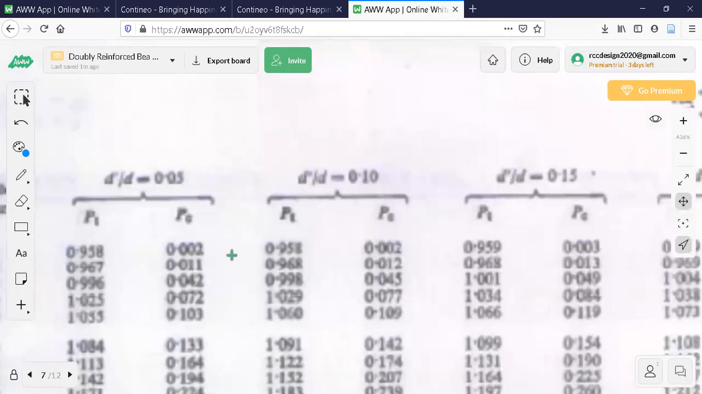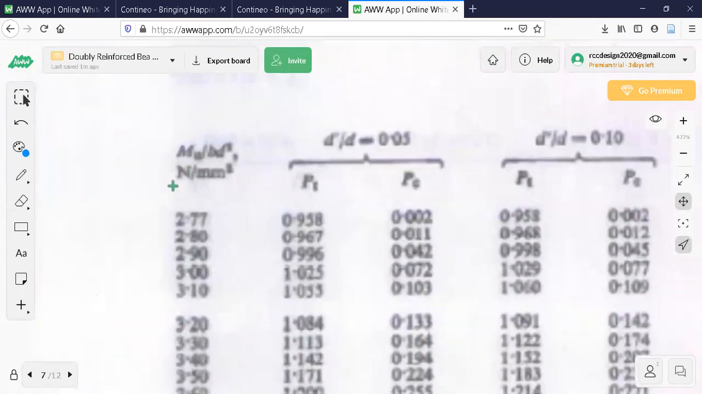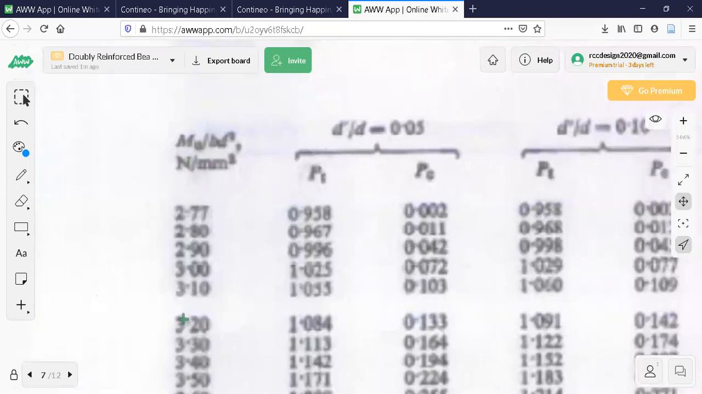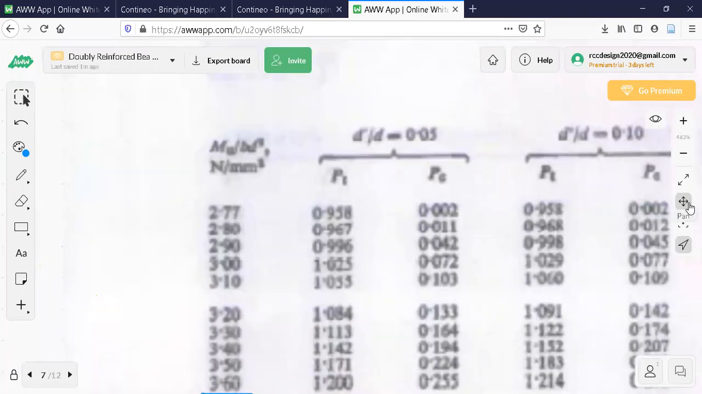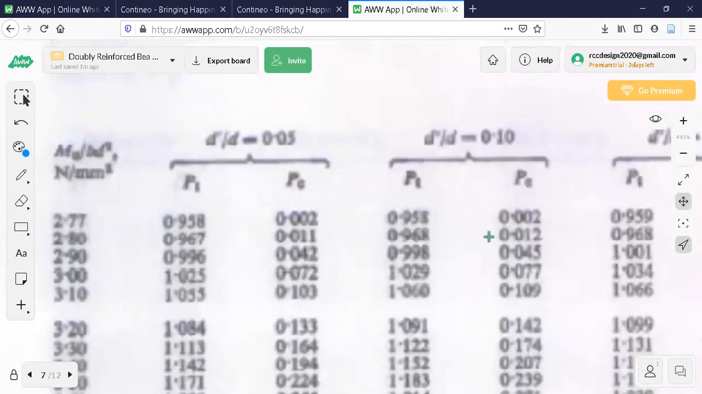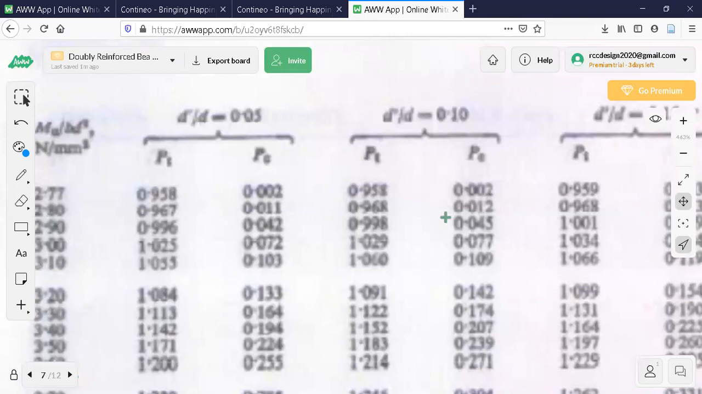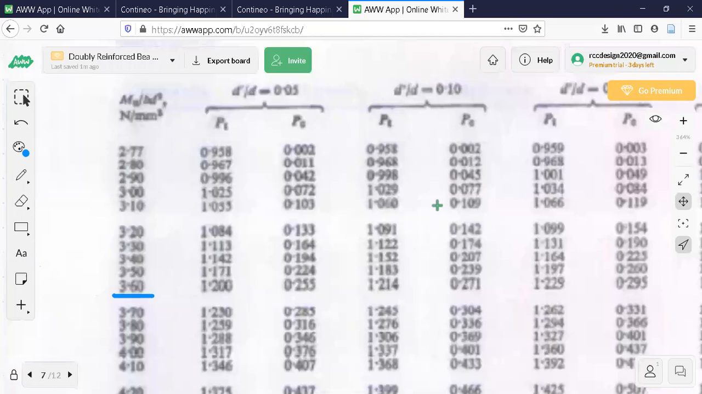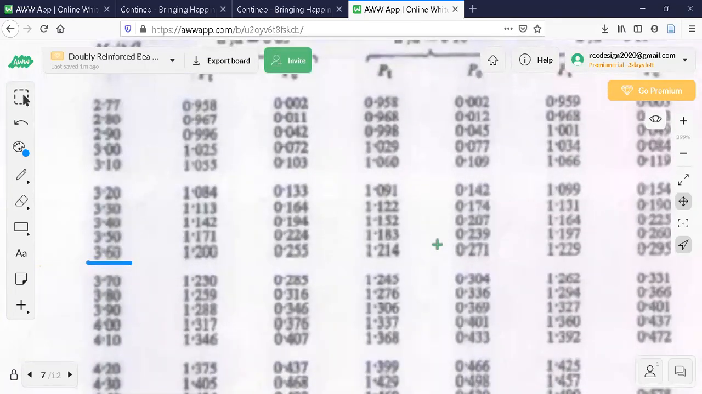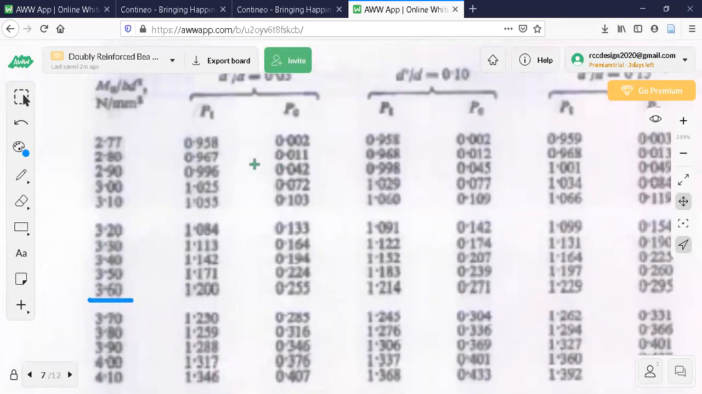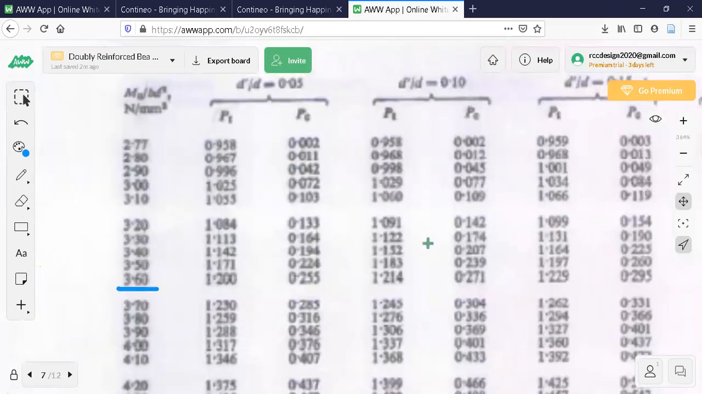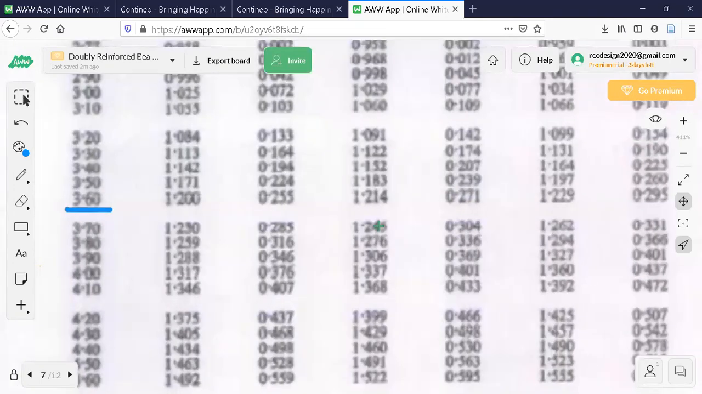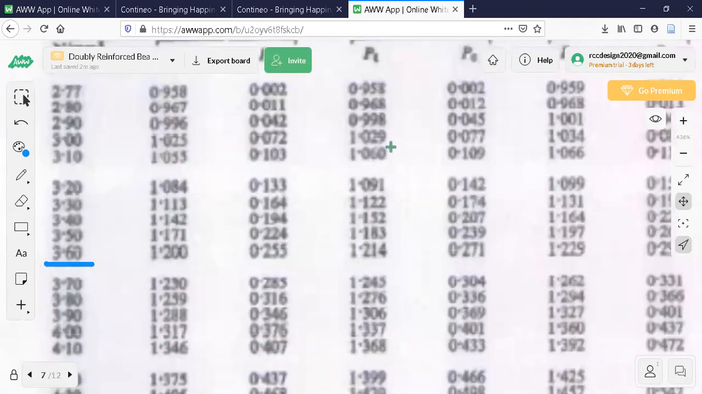First column is common. You have to check this one for Mu by bd square 3.6. Which other two columns should I select? It depends upon d dash by d. In our problem d dash by d is 0.1. Now what will I do? That is, first column is 3.6. Second and third you leave. Fourth and fifth column you go there. This is the fourth column. Now you see this pt.